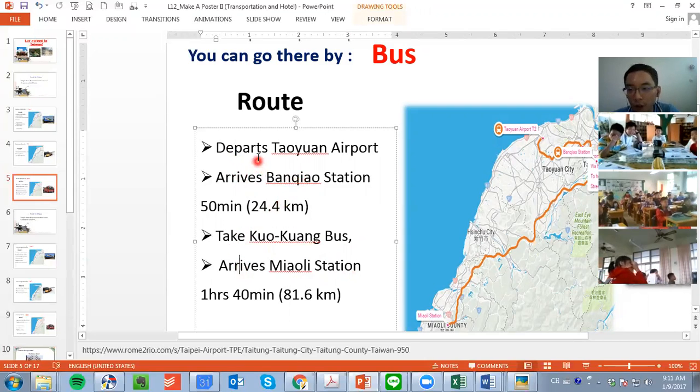Okay, now 1, 2, 3, 4. I'm going to call you to read it. Okay, so Beishi School first. Starts from departs Taoyuan Airport, and then Wugu School will read arrives Banqiao Station. Okay, ready, go. Wugu School. Arrives Banqiao Station. Guoguang. One more time. Take Guoguang Bus.